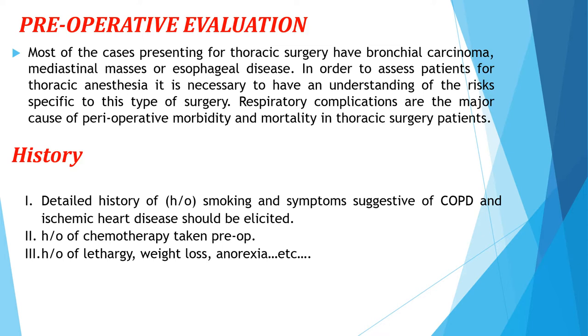We must understand that thoracic anesthesia is one of the difficult things that we're going to deal with, and what the risks are for the type of surgery. Respiratory complications: handling thoracic and respiratory on the same side is the most difficult. Thoracic anesthesia will be among the very difficult operations. That's why I split it into two parts. Respiratory complications are the major cause of perioperative morbidity and mortality in thoracic surgery patients.